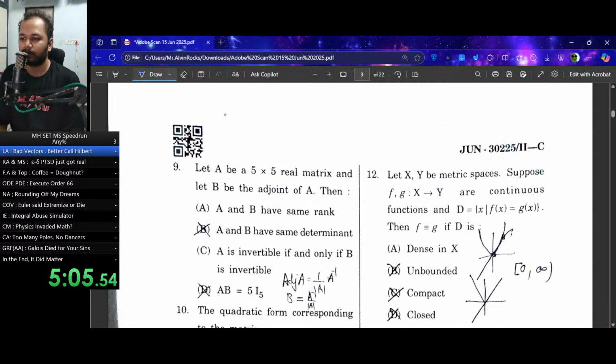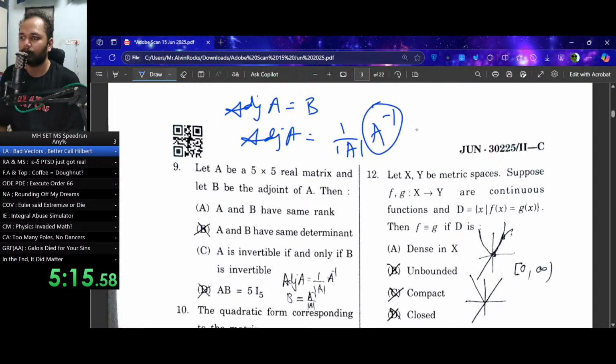Easy condition, adjoint of A is equal to B. You know that adjoint of A is just 1 by determinant of A into A inverse. So it is only invertible when the other is. So it is a biconditional, if and only if.